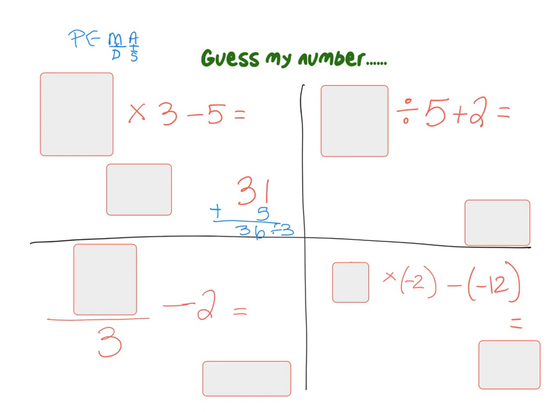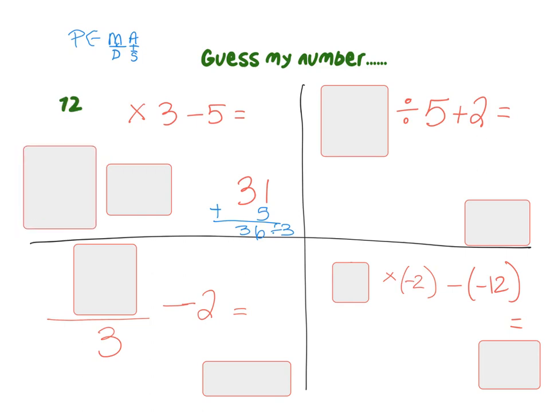PEMDAS says parentheses, exponents, multiply, divide, then add, subtract. So adding and subtracting is the last thing I do, which means it's the first thing I undo. So I'm going to add and subtract to undo. So if I minus 5, I'm going to add 5 to undo that minusing. And then if I multiply by 3, I'm going to divide by 3 to undo it. So you're absolutely right. The number is 12.